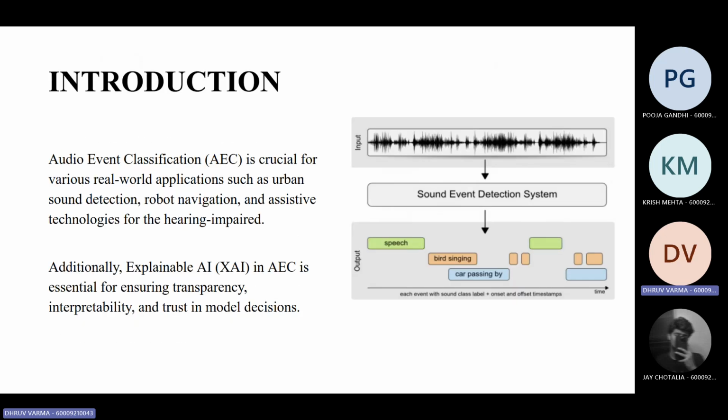So, starting with the introduction, what is AEC? That is Audio Event Classification. Anything that you hear, some kind of audio, could be classified into some label. For example, I'm speaking right now, so that is speech. If we have a dog barking, wow, wow, that would be labeled as a dog barking. These are examples where we classify a particular audio into some label.